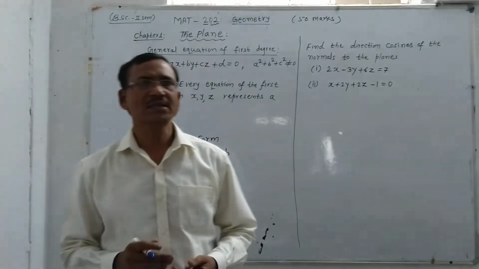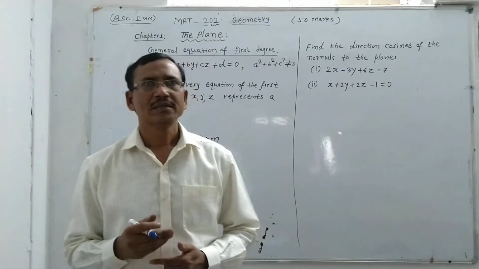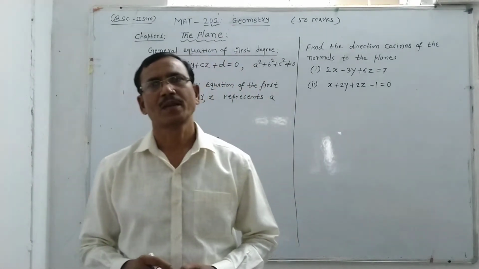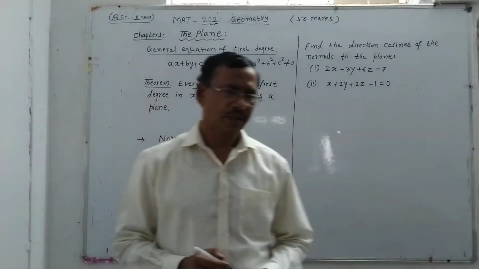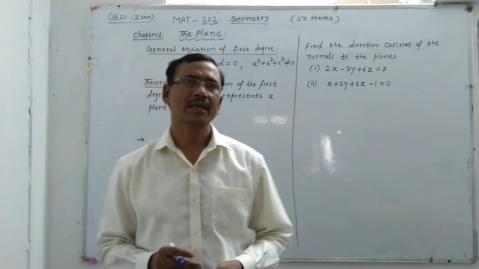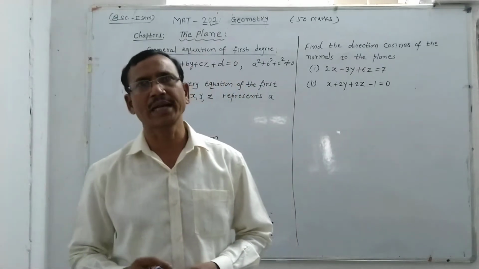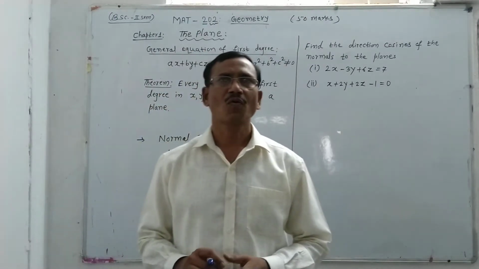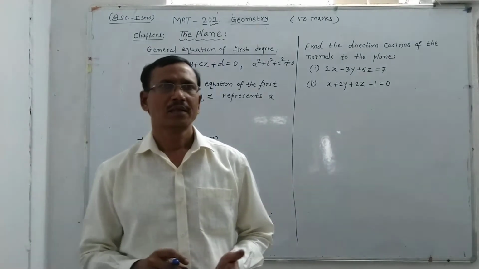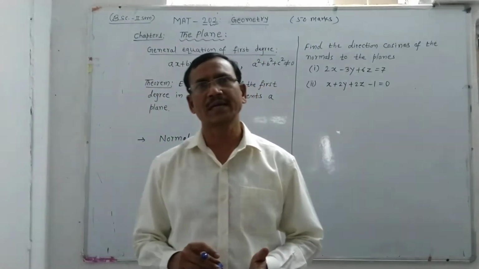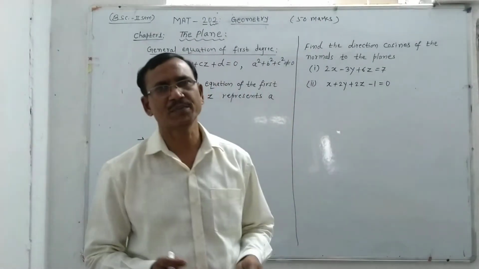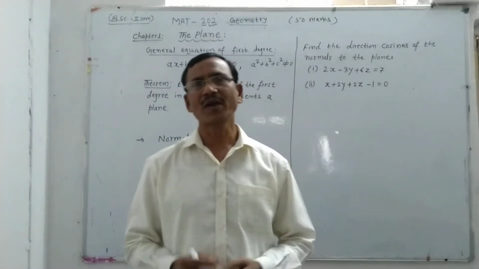As you have seen in the syllabus, first chapter is plane, second is the right line, third chapter is the sphere, fourth chapter is right circular cone and right circular cylinder. Next chapter is conicoids. Right circular cone, right circular cylinder, and conicoids can be studied within 2 or 3 days. That means to complete this we require 3 or 4 lectures.